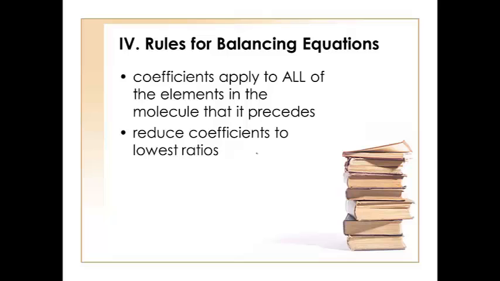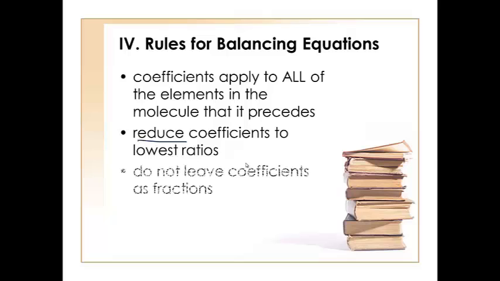The coefficients apply to all the elements in the molecule that the coefficient precedes. Once you're done, look at all the coefficients. If it's not in the lowest ratio, make sure you reduce it down to the lowest ratio. Once one of your substances in the reaction has no coefficient, that's the lowest, because that means it's at a ratio of 1. Don't leave coefficients as fractions. You can use fractions to balance it, but don't leave it like that.